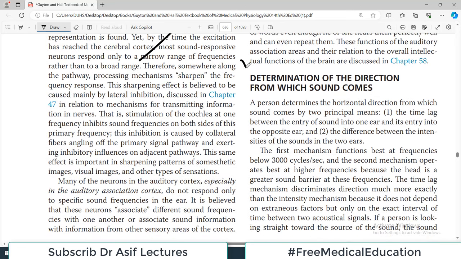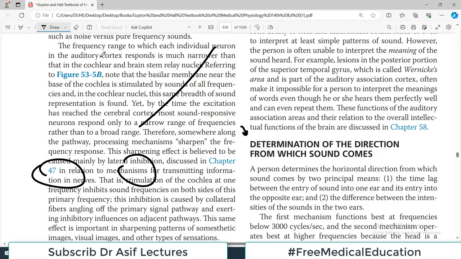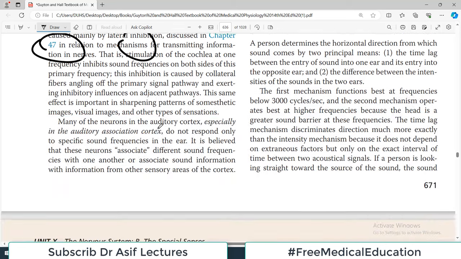Now, determination of the direction from which the sound is coming. Now, just like your beautiful eyes, you have a very good sense of if something is far away from you, such as the moon, or if something is very close to you, such as a person. You can gauge depth or distance by using your optic nerve.